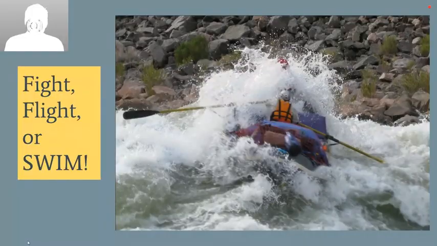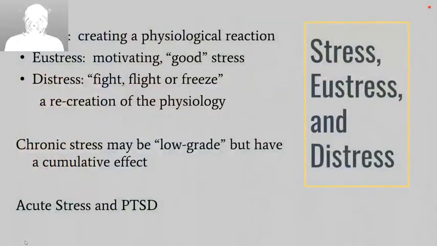This is a true picture that was taken by a friend of mine when we did the Grand Canyon. And I just love that rapid, but it brings back the fight, flight, or swim that most people in the audience have been subjected to before.